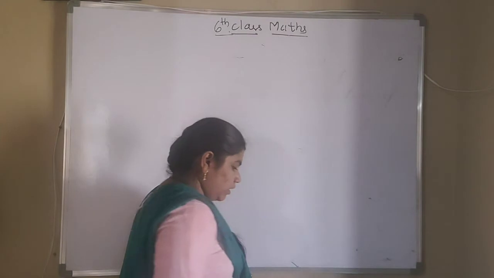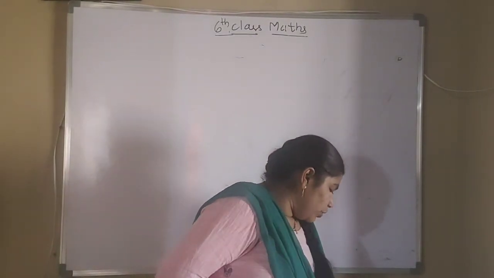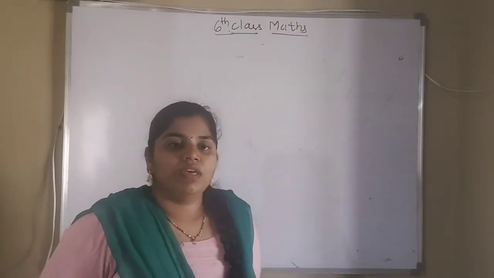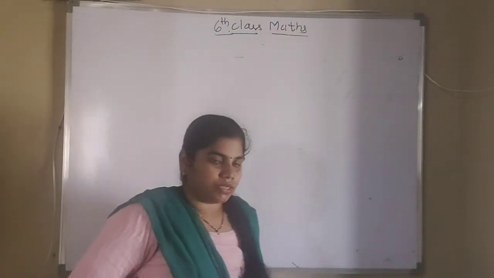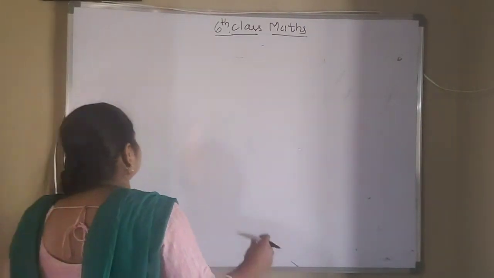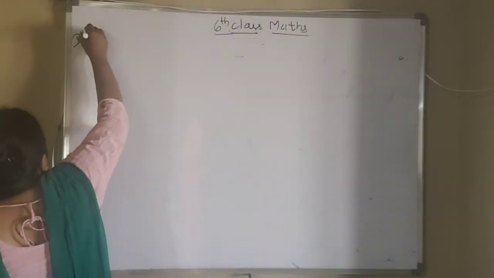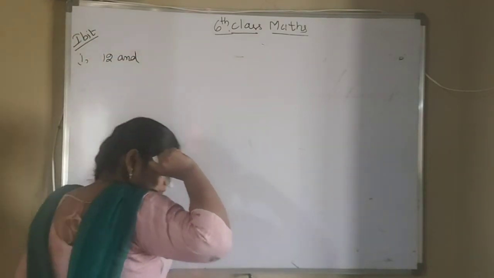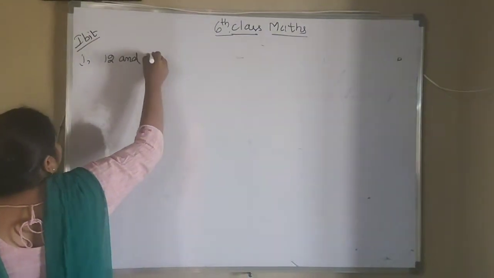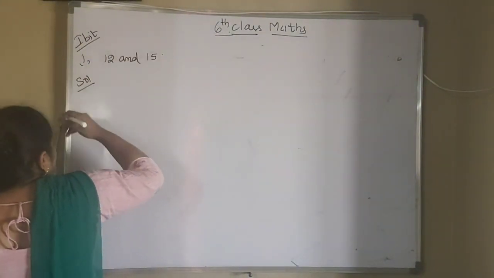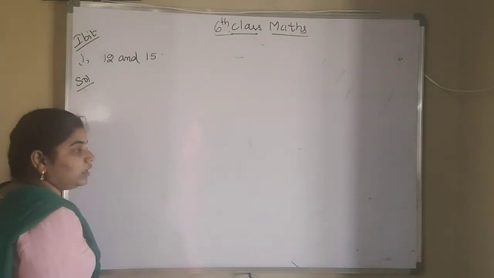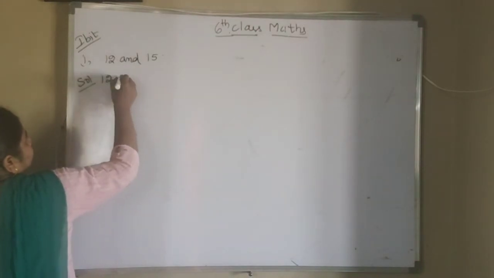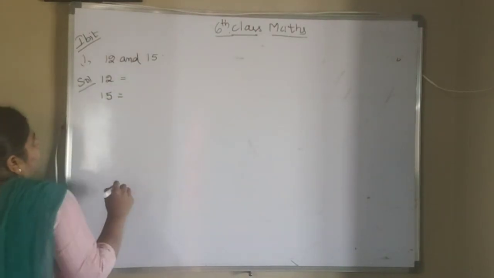So what is the first one? Find the LCM of the following numbers by prime factorization method. So by using prime factorization method, we have to find the LCM. In the first bit, first sub bit, it is 12 and 15. So by using which method do we have to do it? By using the prime factorization method we have to find the LCM. So first we have to find the prime factors of 12 and 15.